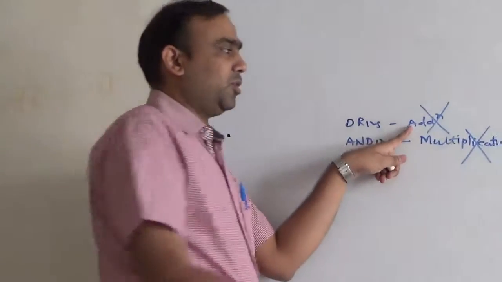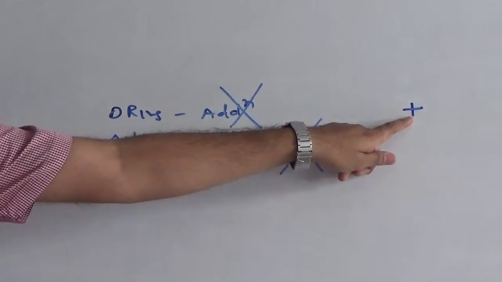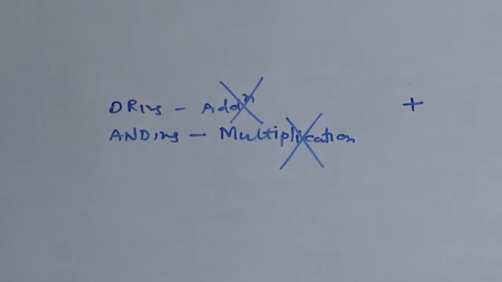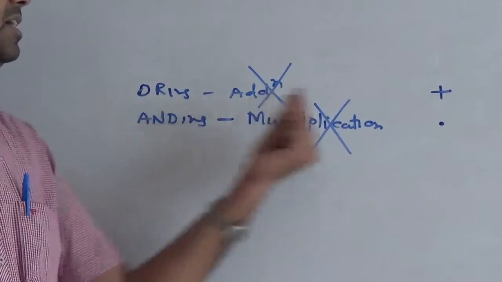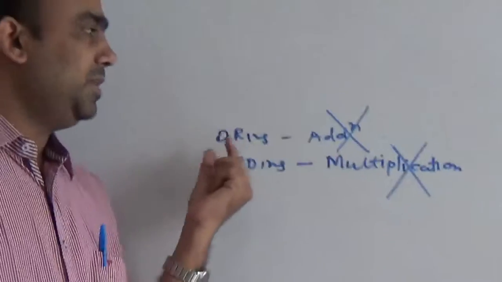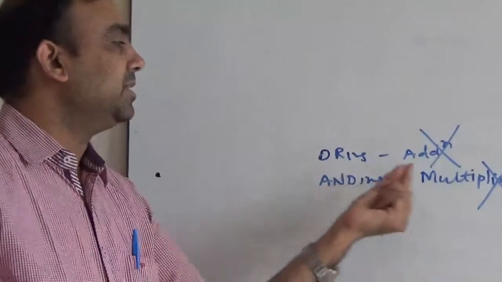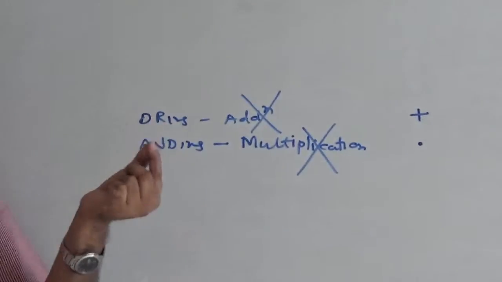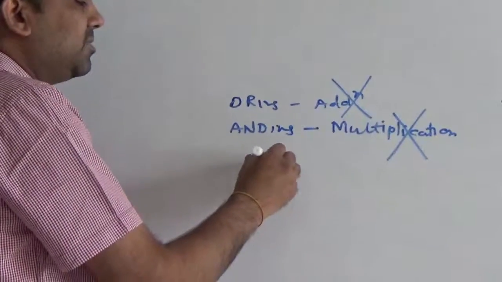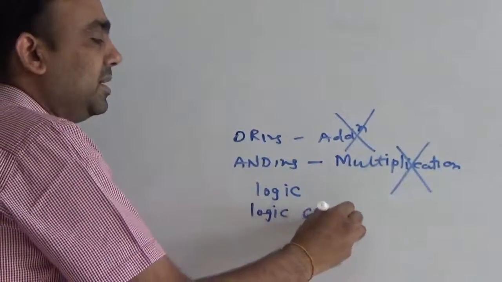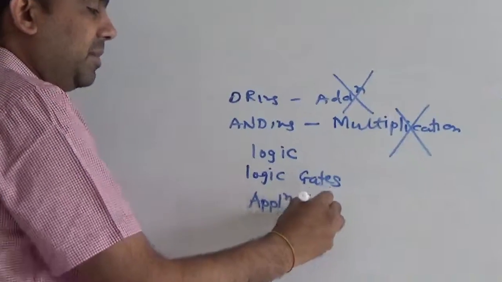Although the symbol used for ORing is this plus, the meaning of this plus is OR. This is not addition. Addition is a different thing. And although the symbol used for ANDing is a dot, it is not a multiplication. So we have to discuss what is the difference between ORing and addition, and ANDing and multiplication. Basically, we want to discuss what exactly is logic and what we mean by logic gates. So in today's lecture, we will see logic and logic gates and the application of all these things in programming.